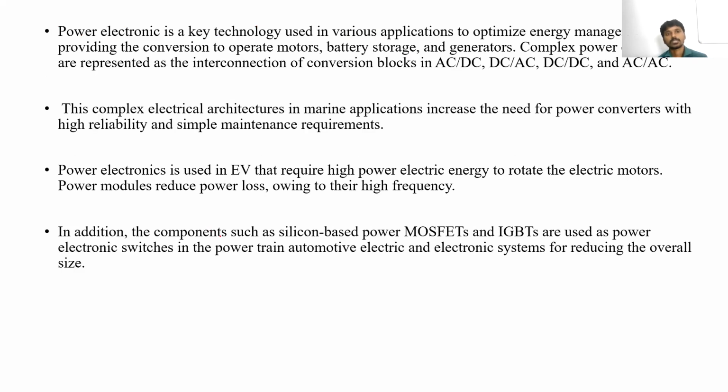Next, power electronics is a key technology used in various applications to optimize energy management, providing the conversion to operate motors, battery storage, and generators. Complex power electronics are represented as the interaction of conversion blocks: AC to DC, DC to AC, DC to DC, or AC to AC. So already we have discussed this. Power electronics plays the key role in converting AC to DC, DC to DC, DC to AC, AC to DC, and so on.